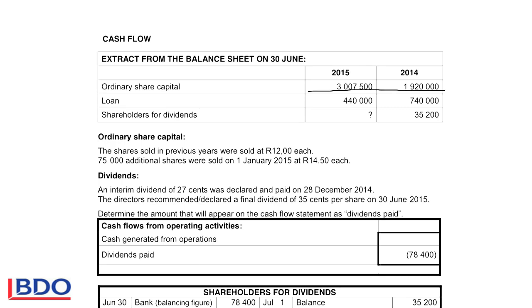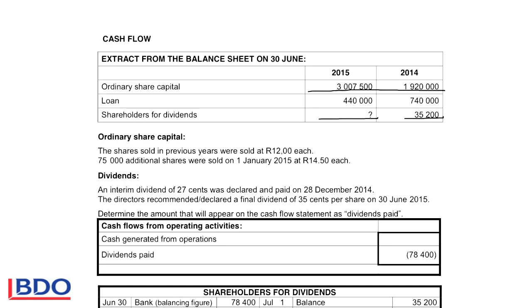If we look at the shareholders for dividends, they show us that for the previous year we owed 35,200 that we definitely had to pay in the current year. That would cause an outflow of money. They don't give us the information of how much we owe to the shareholders at the end of the year, so I will have to do that calculation.